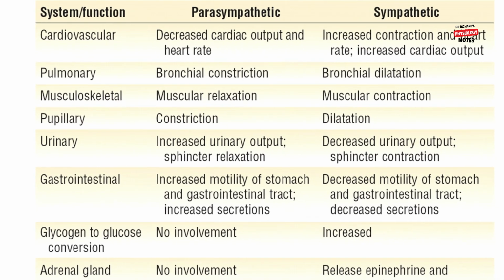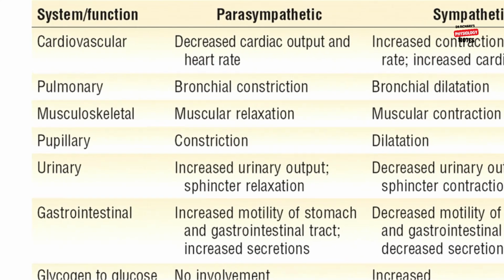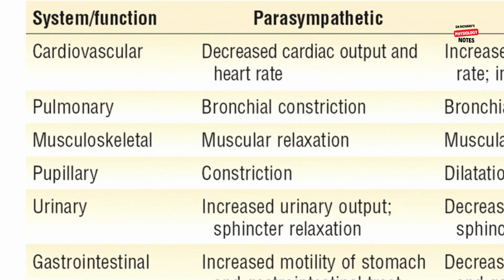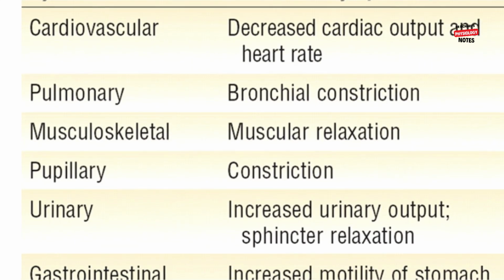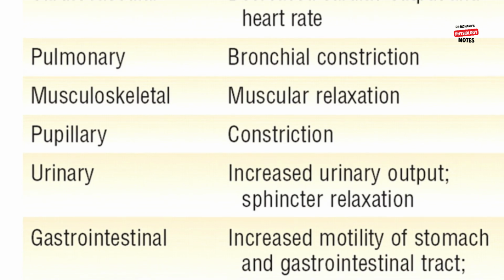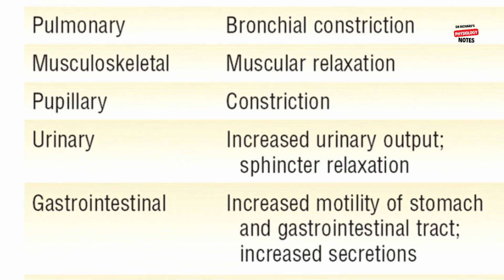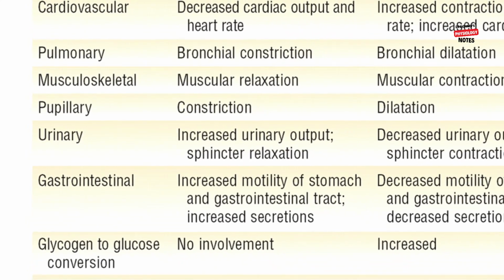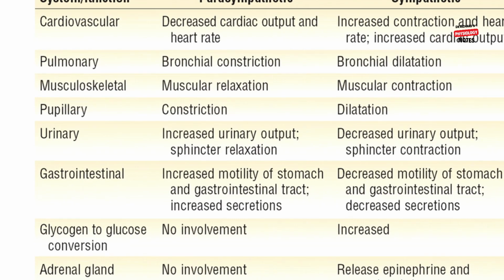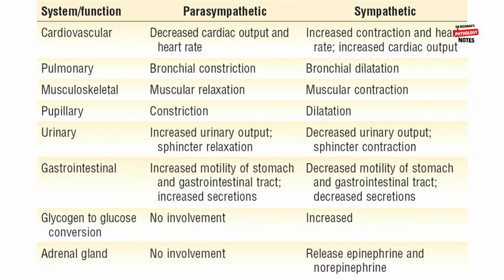The parasympathetic division decreases cardiac output and heart rate. It also stimulates bronchial constriction, muscular relaxation, and pupillary constriction. The parasympathetic division increases urinary output and sphincter relaxation, and lastly, it increases secretions and the motility of the gastrointestinal tract. The sympathetic division does the opposite of the parasympathetic division. In addition, it increases glycogen to glucose conversion and releases epinephrine and norepinephrine at the adrenal gland.